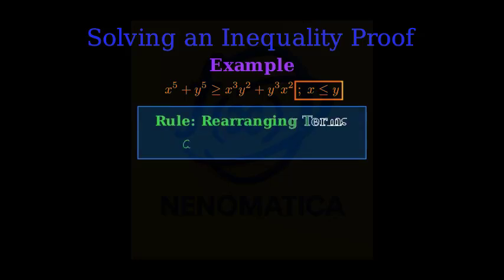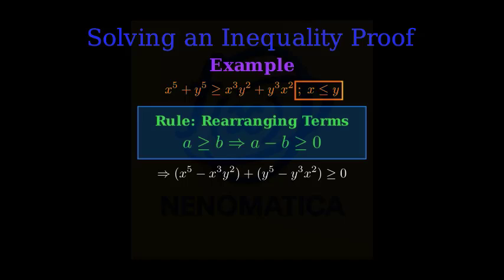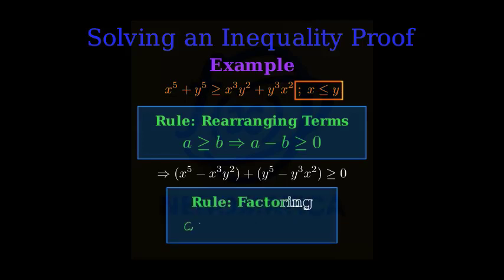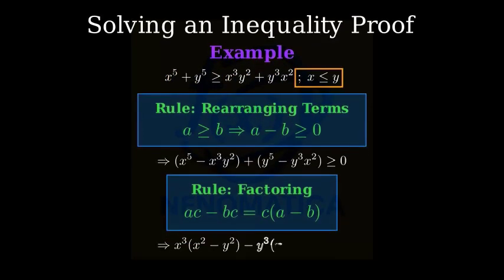We move all terms to one side of the inequality. We get x to the power of 5 minus x cubed y squared plus y to the power of 5 minus y cubed x squared is greater than or equal to 0. Next, we'll factor out common terms from each group. From the first group, we can factor out x cubed, giving us x cubed times x squared minus y squared. From the second group, we can factor out y cubed, giving us y cubed times y squared minus x squared.